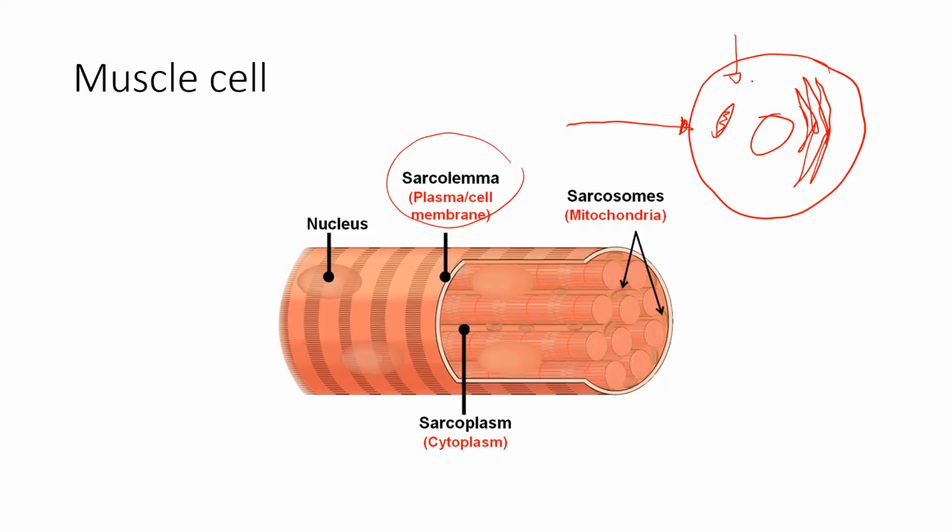Then this area, yes? Cytoplasm. So in the muscle cells, it's called sarcoplasm. And these, if you can identify, what's this? Mitochondria, yes. So in the muscle cells, they are called sarcosomes. And what is this? Endoplasmic reticulum. Yes. And in the muscle cells, they are called sarcoplasmic reticulum. So then you have the nucleus. It doesn't have a special name.